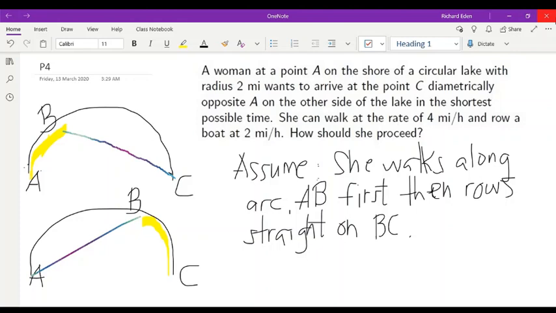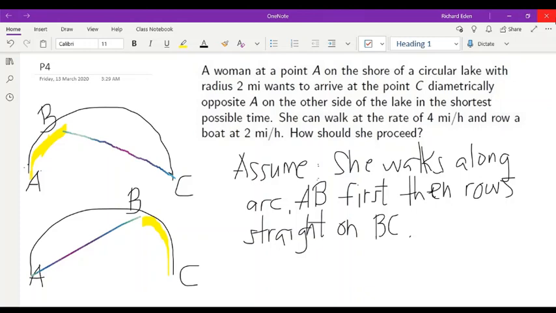Now, the woman has two extreme options. She could walk around the half circle, the semicircle, or she could row straight from A to C. Rowing straight from A to C would provide the shortest possible distance, but then she'd be slowest if she would be rowing all the way through. So maybe there's a point B somewhere along the arc where she could divide her journey into strolling along the arc or going straight on the water itself.